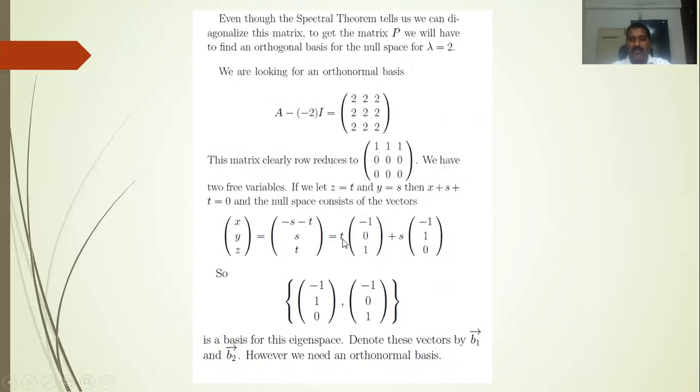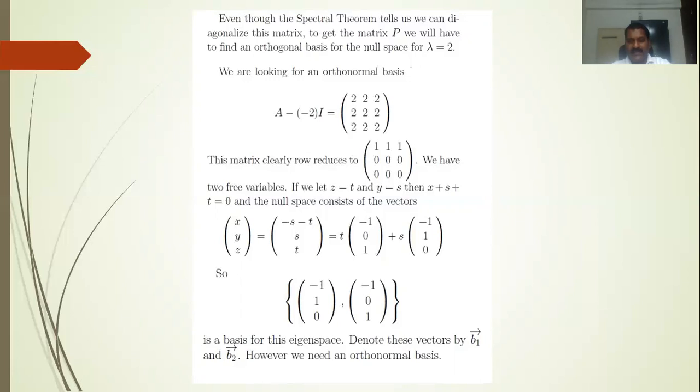Then take t equal to 1, s equal to 0, then minus 1, 0, 1 is an eigenvector. And we are free to choose any values because they are arbitrary, right? And take t equal to 0 and s equal to 1, that leads to minus 1, 1, 0, right? Now look, are they orthogonal? Let's see. 1 plus 0 plus 0, they are not orthogonal, right? So first we need to choose them as orthogonal vectors, then we need to normalize them.